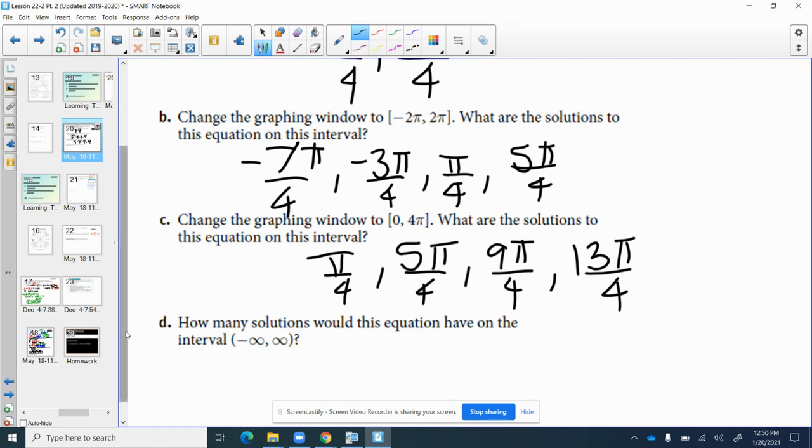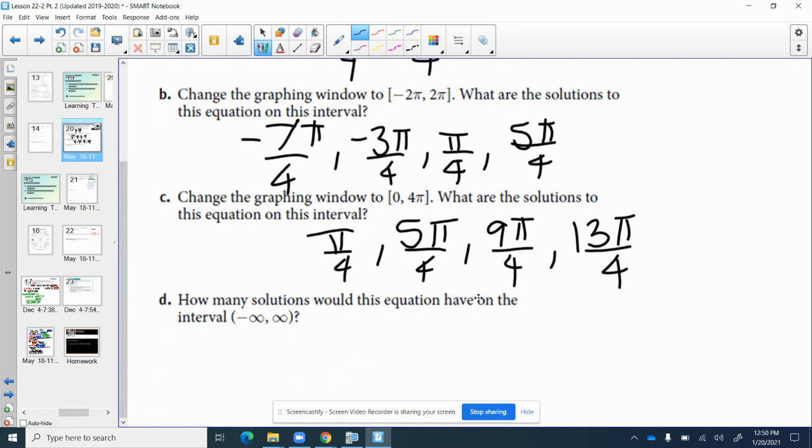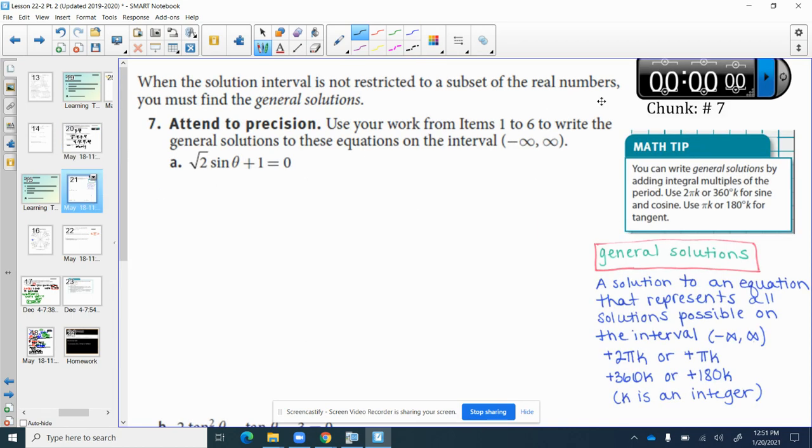So if we were going to just say, okay, from -infinity to infinity, how many are we going to have? Well, infinitely many, right? Because of those coterminal values going around and around and around the circle, we could have an infinite amount of answers, especially with that denominator of 4. So that goes back to our idea of general solutions, right? We talked about this in activity 20 as well.